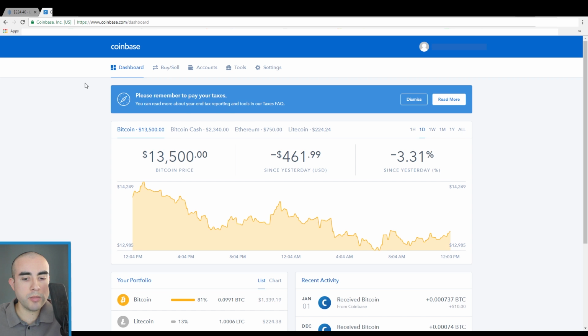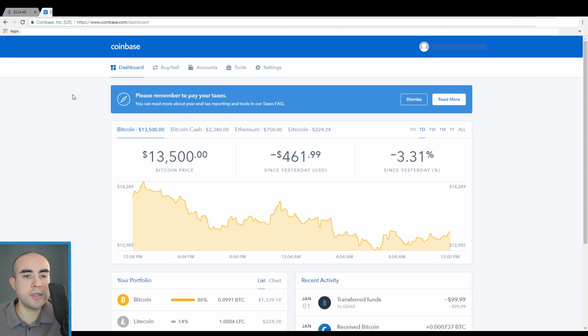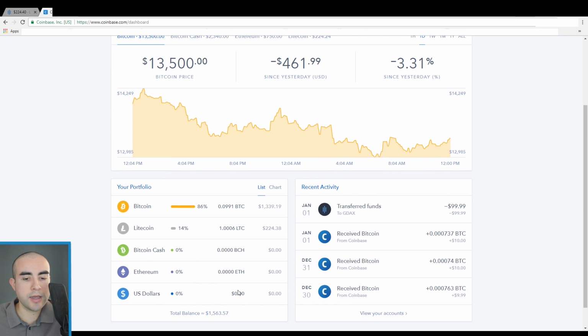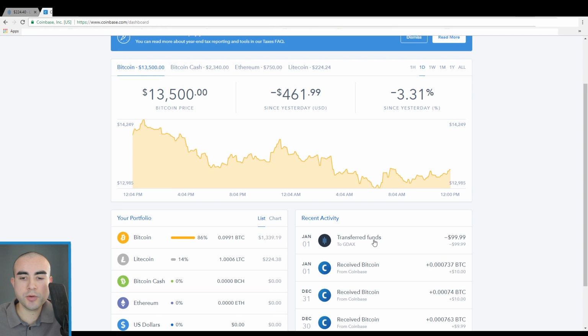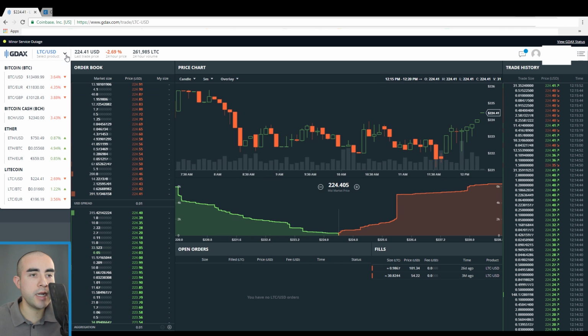And if I go back to Coinbase and I refresh the page here, it should show it's deducted out of my account. Yes, I have $0. It's been transferred to my GDAX account. So if I go back to GDAX now, and like I said, again, you could choose any of these cryptocurrencies you want to trade.